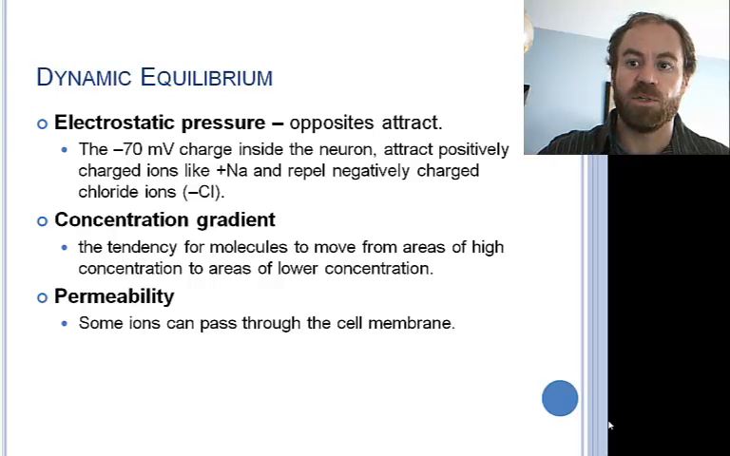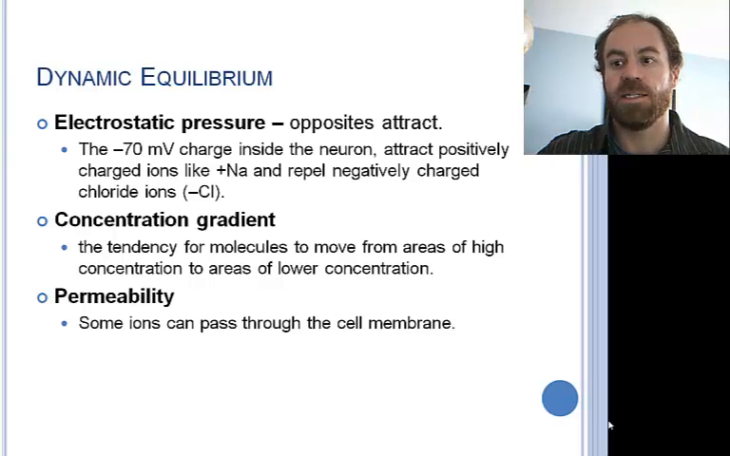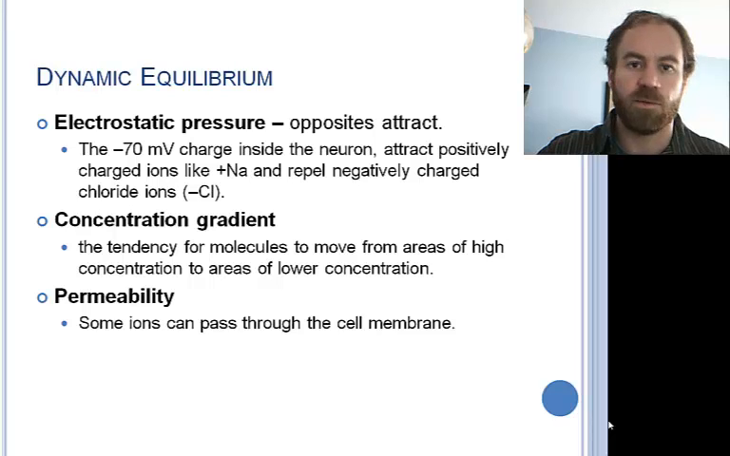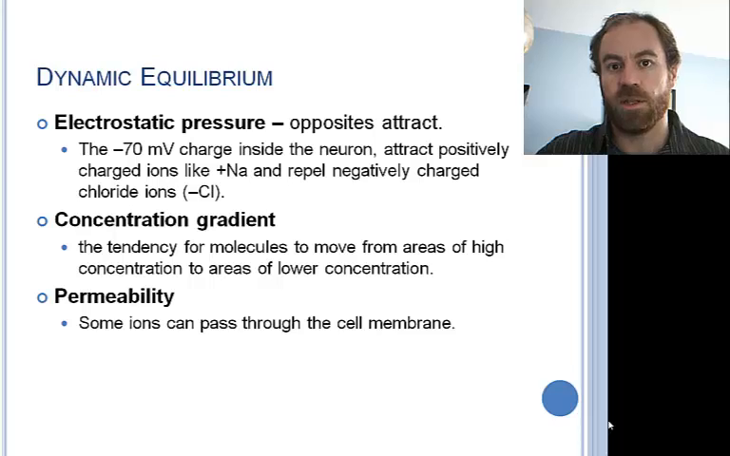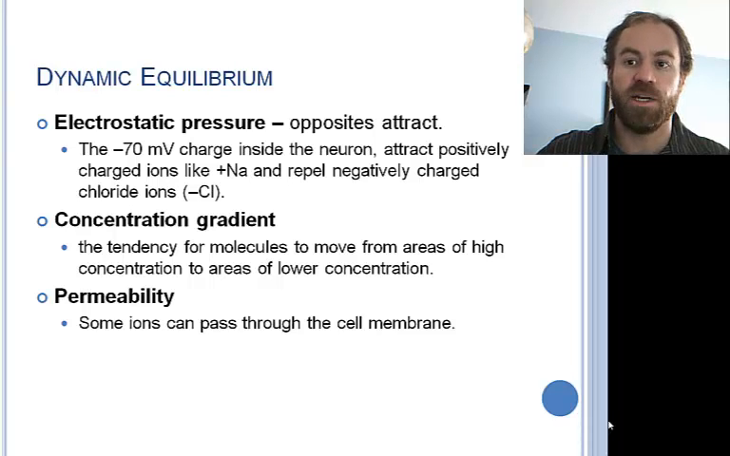The second force of this dynamic equilibrium is the tendency for molecules to move from areas of high concentration to areas of low concentration, sometimes referred to as the concentration gradient. Therefore, since the chloride ions are concentrated outside of the neuron, they will tend to move into the cell where there are fewer chloride ions. And then the third factor is the permeability, the ability of ions to pass through the cell membrane.